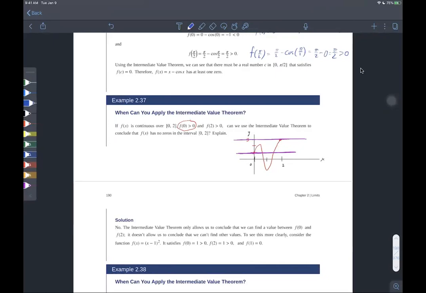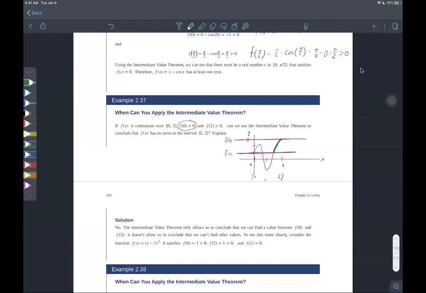And maybe I'll use a different color on this part right there. That's what the intermediate value theorem says: somewhere in this interval from 0 to 2, the function will attain each individual value between f of a and f of b.